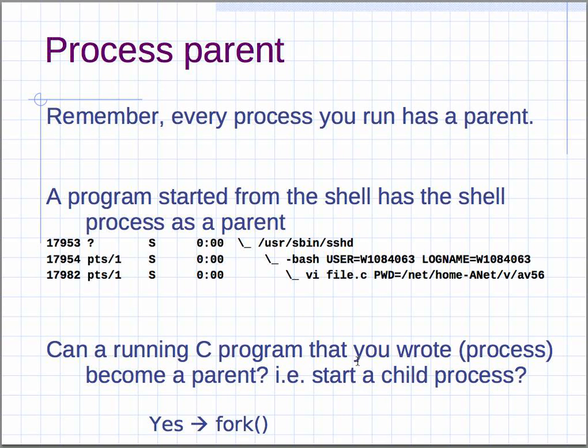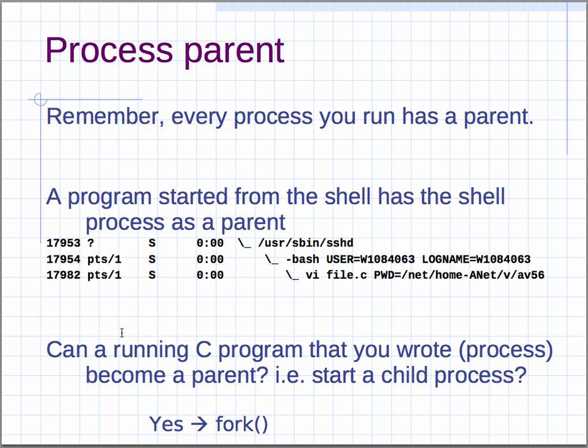So remember, every process you run has a parent. A program started from the shell has the shell process, the bash shell, as the parent. In this case is an example where you're logging into a remote server. The server runs the SSH daemon and you log into it, and then it runs the bash shell for you. So let's say your name is this, and you get a bash shell, and then you run vi. So the parent of vi is bash. The parent of bash is this SSH daemon.